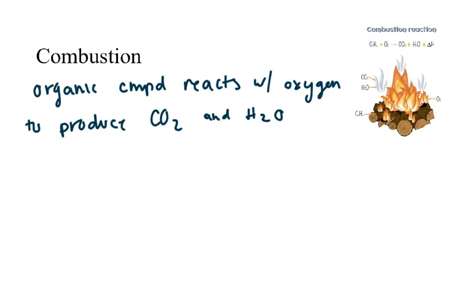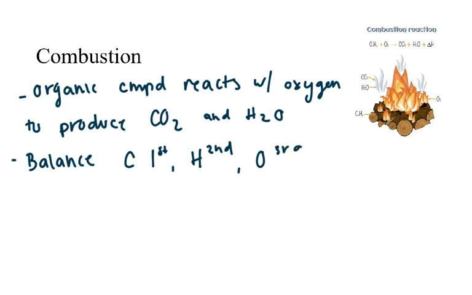Okay, so it's always going to be a reaction between a hydrocarbon and oxygen, and then you're always going to end up with carbon dioxide and water as the end. One of the tricks we're going to do for this is when we balance these equations. The idea is you balance the carbons first, then the hydrogens, and then the oxygens. It just makes it a little bit easier for you as you go through it. So let's look at an example.